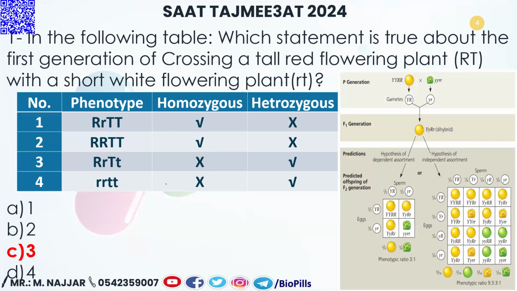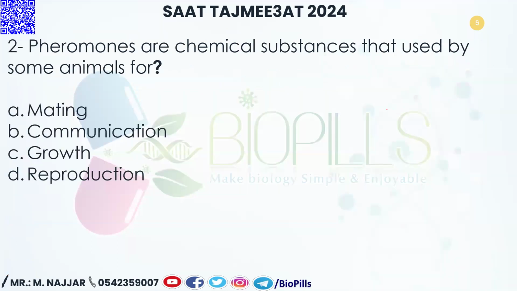Dihybrid is an inheritance of two traits, not only one single trait. So here he is examining the inheritance of two traits, the color and the height. The height is tall or short, and the color is red or white. This is another example: the seed color is yellow, and the shape is wrinkled or smooth. Just for clarification.